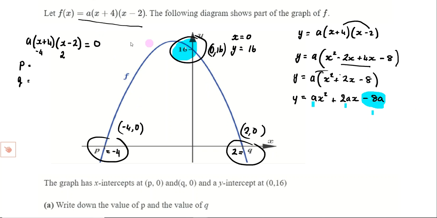Yeah. So can't we say that the negative 8a must be the same as 16? If negative 8a equals 16, what must a be for that to be true? Negative 2. Yeah, 16 divided by negative 8 is negative 2, which is what they wanted me to show.